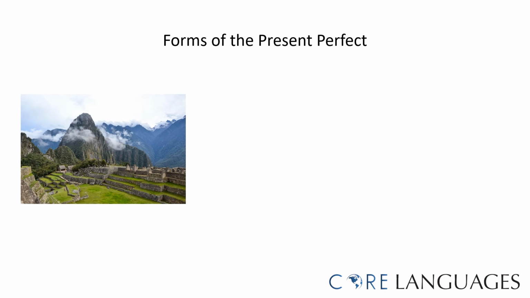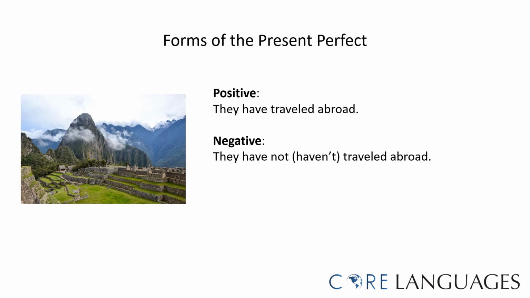We can use the present perfect to form a positive statement. For example, they have traveled abroad. Traveled is the participle of the verb to travel. We can also make a negative statement by simply adding not. For example, they have not traveled abroad. Have not can also be contracted, and I could say they haven't traveled abroad.